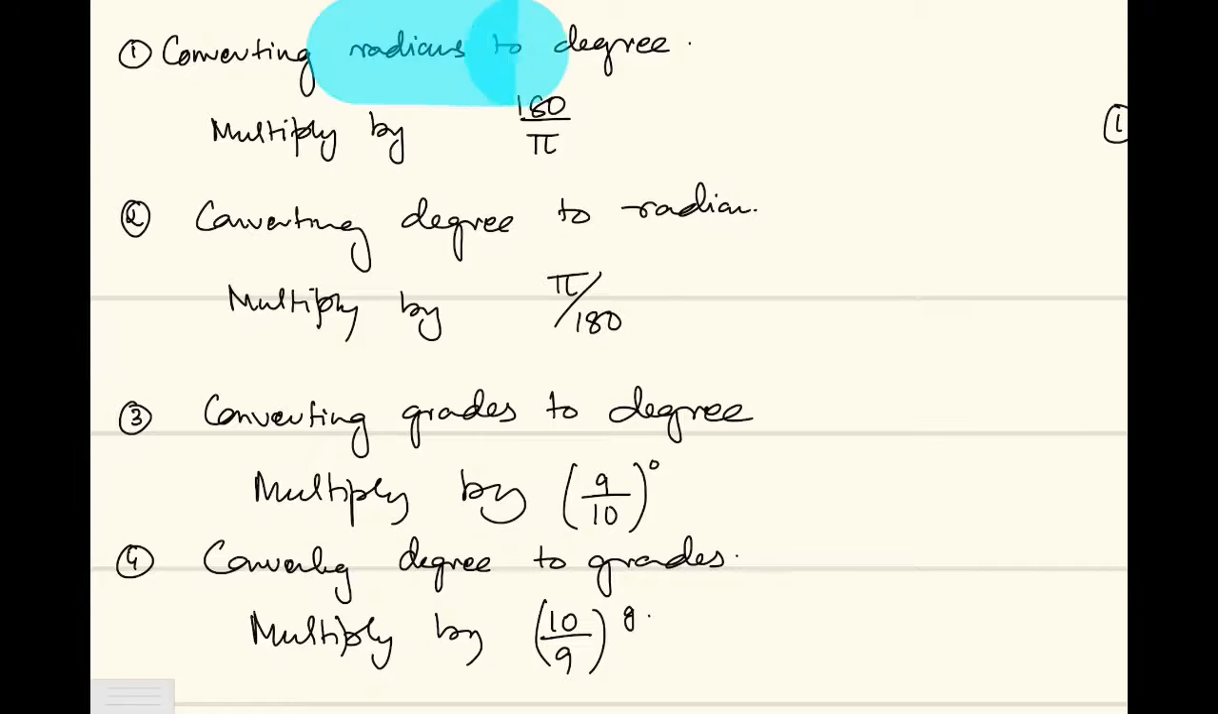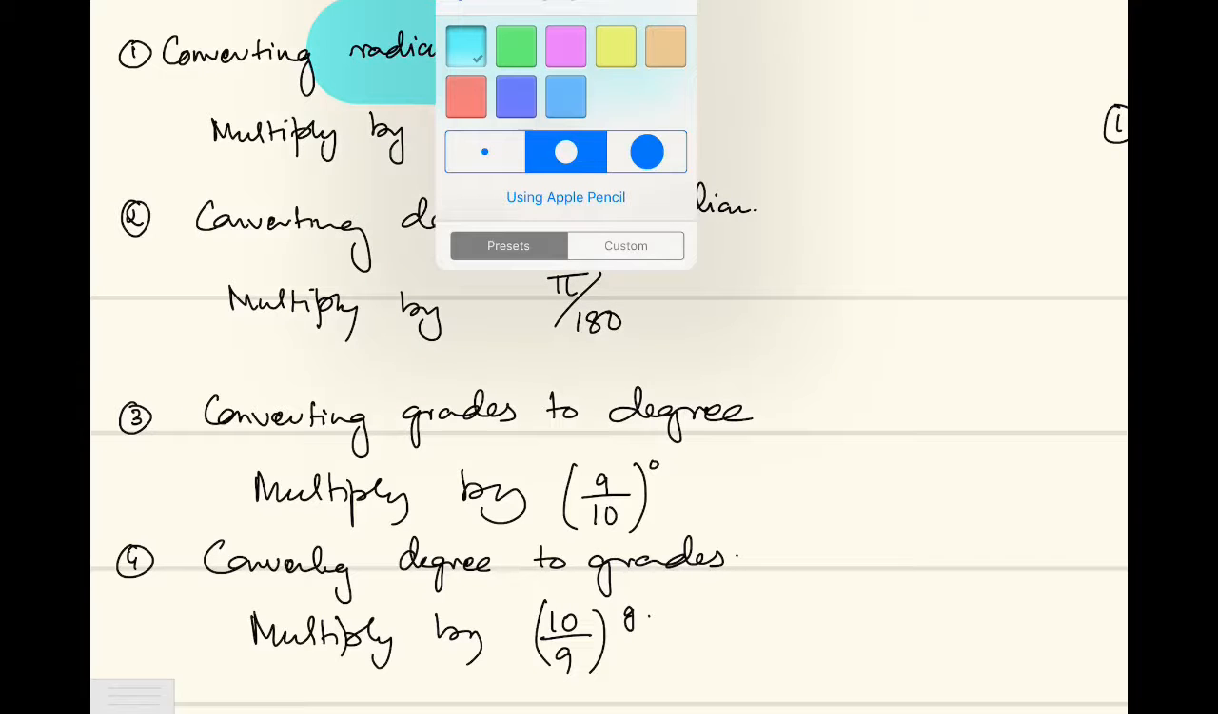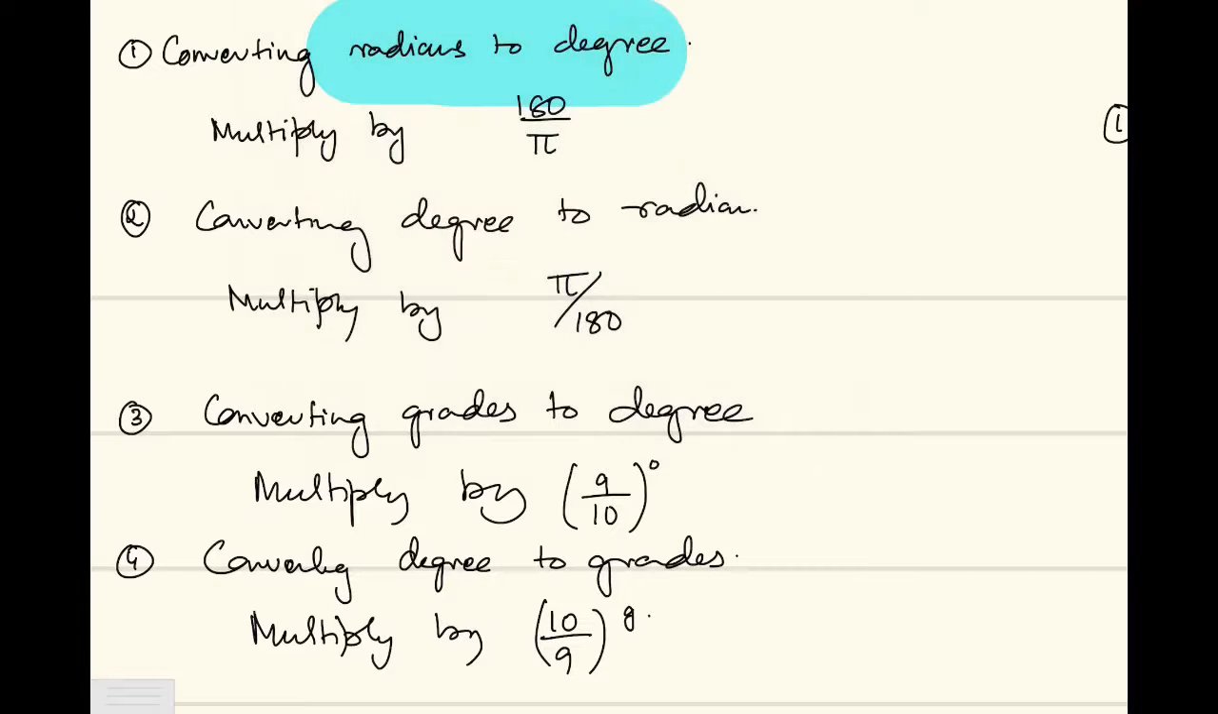So what is the formula of converting radians to degrees, everyone? When you convert radians to degrees, the formula is multiply by 180 by pi. When you have to convert degrees to radians, instead you have to multiply by pi by 180. And this one, 3 and 4, I hope this is not in your notebook. We haven't discussed this earlier, so I want you to copy this 3 and 4 as well. Pause the video and copy this.